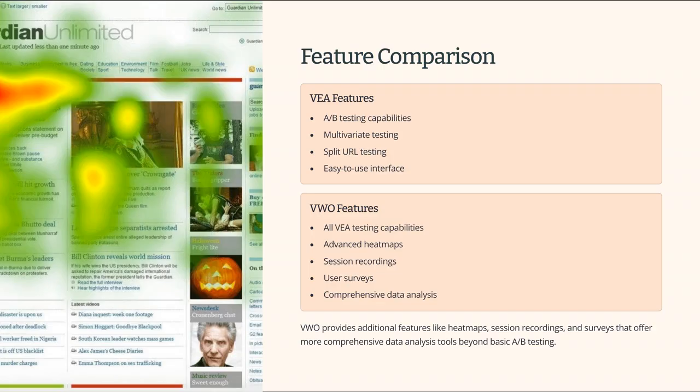Now, let's talk about pricing. VEA's pricing is based on the number of visitors to your site and starts at around $49 per month. VWO's pricing is also based on the number of visitors and starts at $109 per month. However, VWO offers a more comprehensive suite of tools and services, which may justify the higher price point for some businesses.